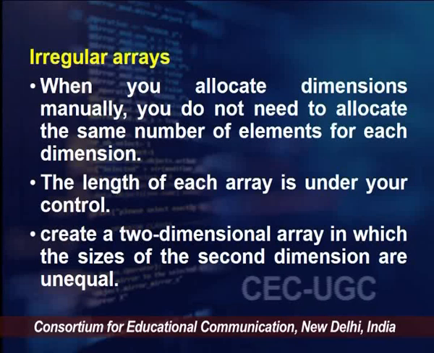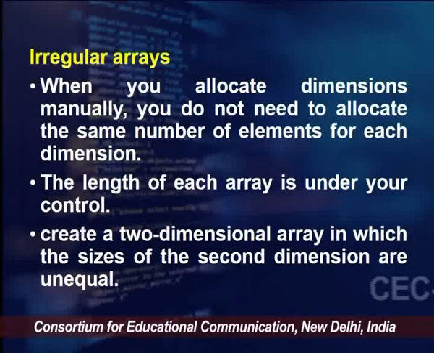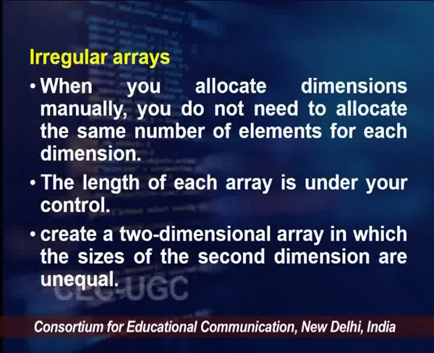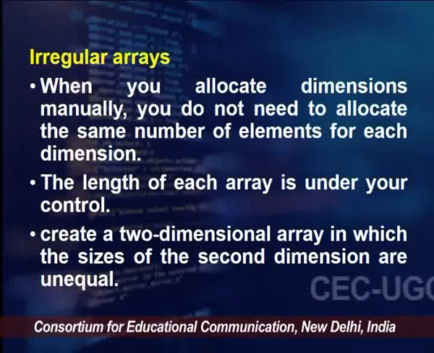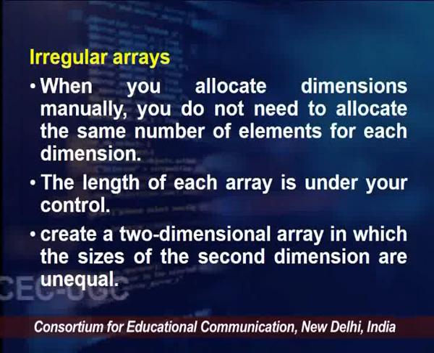The multidimensional arrays we have seen till this point, for example an array of 4 cross 5, have every row with 5 elements. That's a regular array, a standard array. In Java, you can have irregular arrays also. That means you need not allocate the same number of elements for each row or each dimension. The length of each array could be different, entirely up to you.